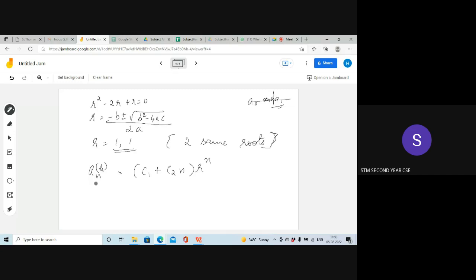So now we have found the homogeneous solution, the general form of the homogeneous solution. Next we have to find the particular solution. By substituting this here, you will get the homogeneous part. I will substitute it at the end, or if you want, you can substitute here also. That is c1 plus c2n into 1 raised to n, since r is equal to 1. This is the homogeneous solution.